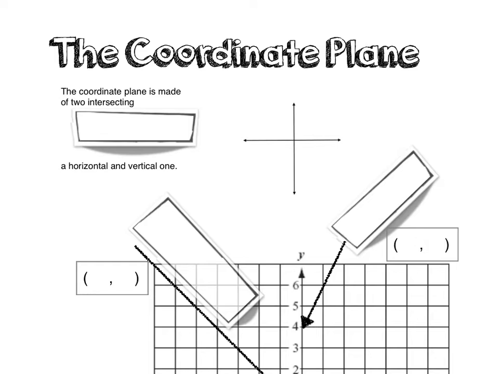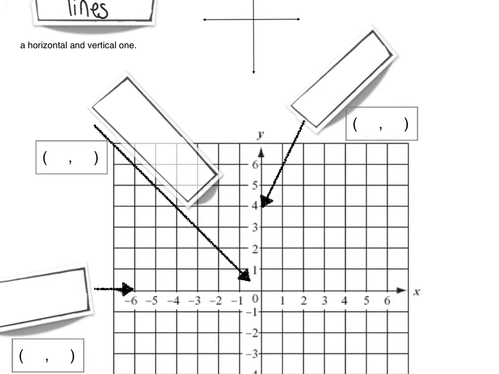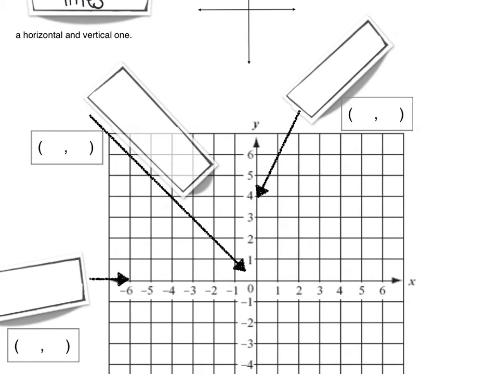So the coordinate plane is made up of two intersecting lines, okay? It is made up of a horizontal line and a vertical line. So that's what a coordinate plane is. It has a horizontal line and a vertical line here, okay? Now it's important to know what each piece of the coordinate plane represents, okay?